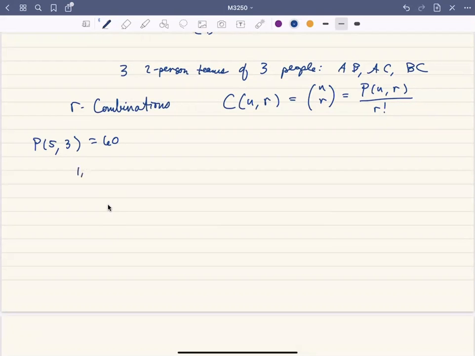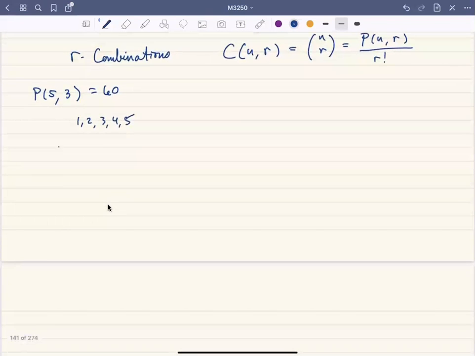Okay, so we're going to start with 1, 2, 3, 4, 5. And then we're going to think about how many ways we can arrange 3 of the numbers. This will take a second. I will edit out the pain here, but we're going to have the following ways.